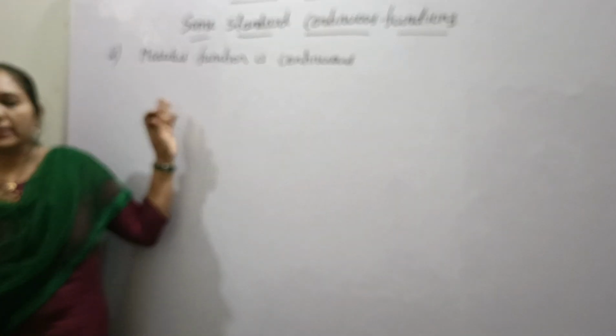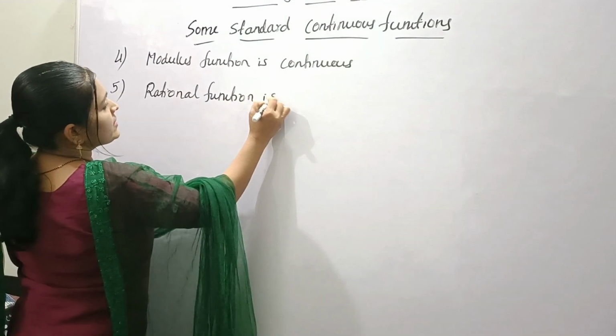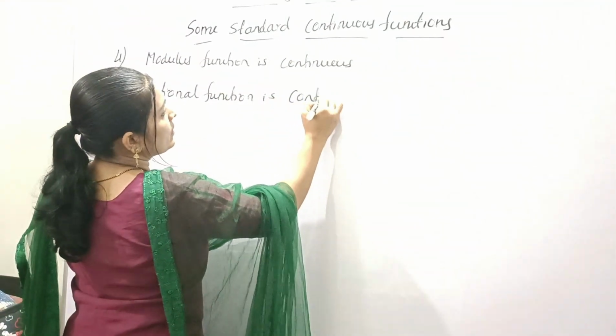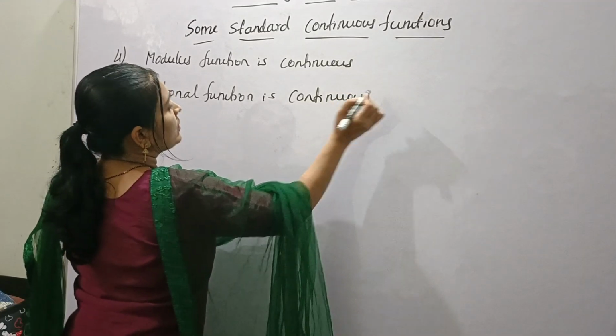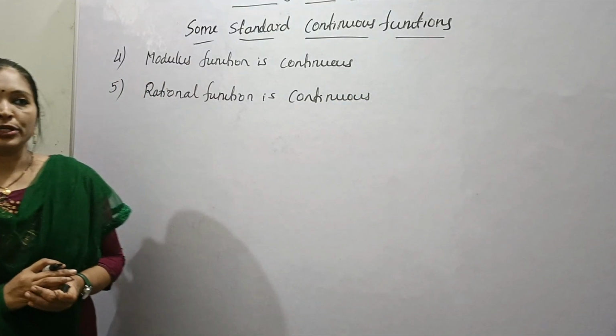We have already done its proof, so there is no need of proof here. The fifth one is every rational function is continuous. Okay, let's prove it. Every rational function is continuous.